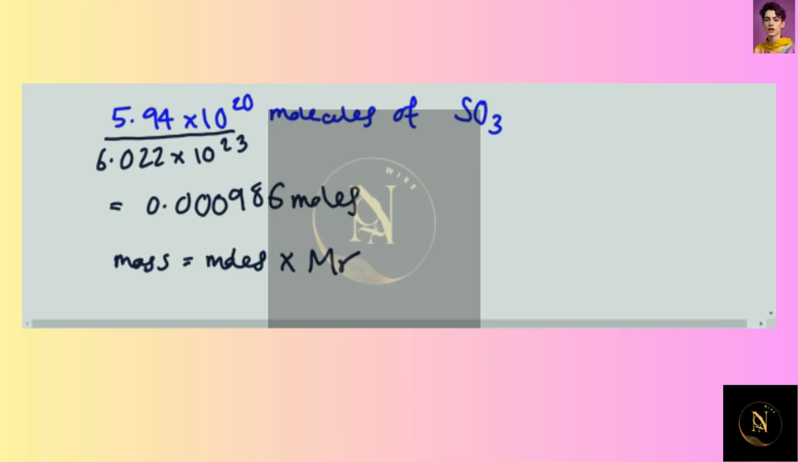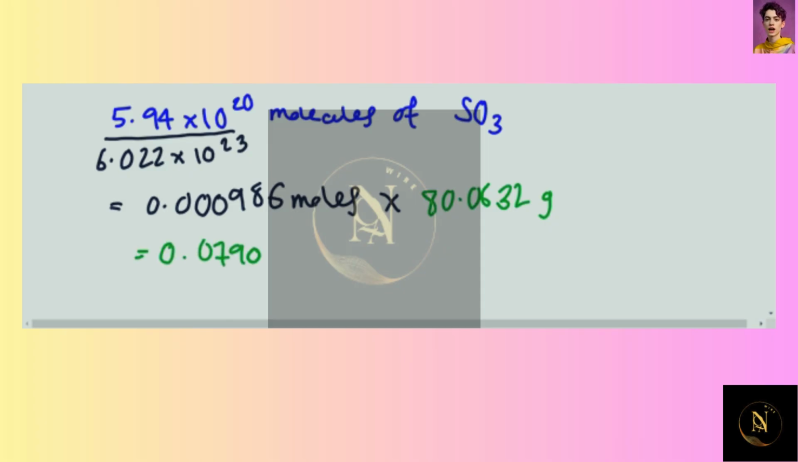I calculated the atomic mass using the periodic table, and it was 80.0632. If you're confused, all you have to do is find the atomic mass of sulfur in the periodic table and add it with oxygen, but make sure to multiply the atomic mass of oxygen 3 times because there's 3 atoms of oxygen in this compound. And that leaves me with 0.0790 grams of SO3 there.